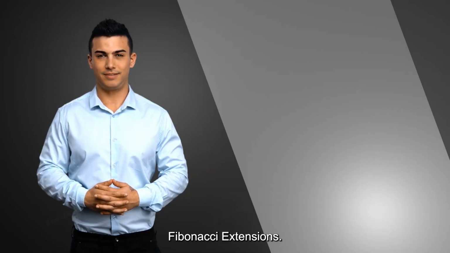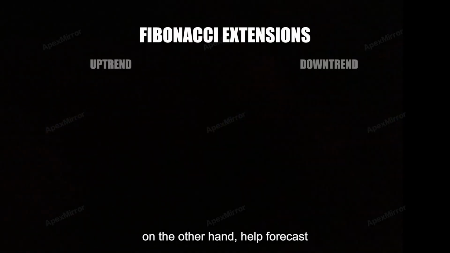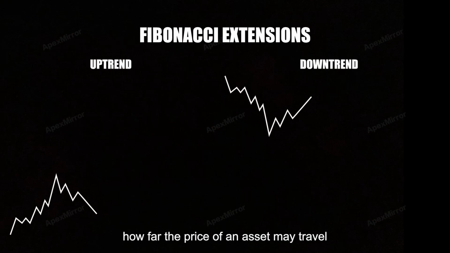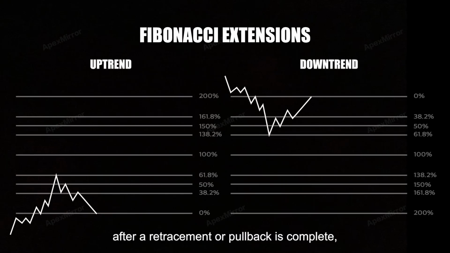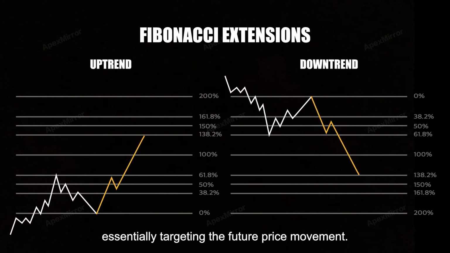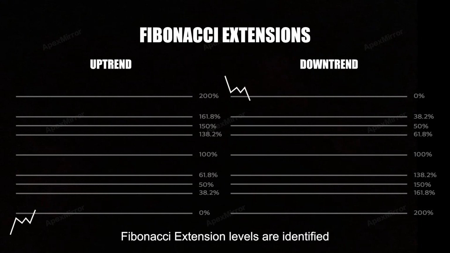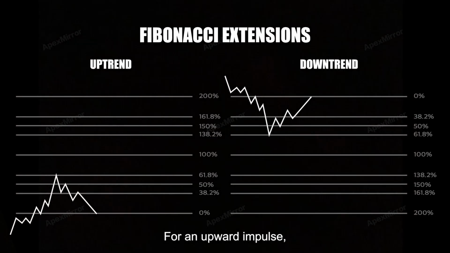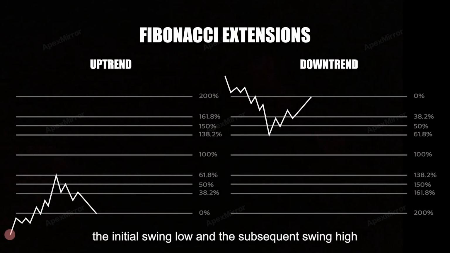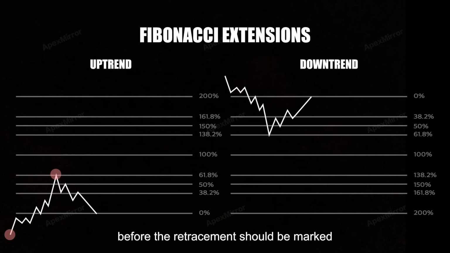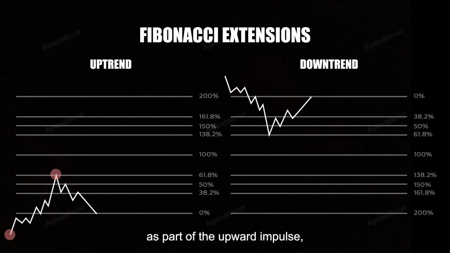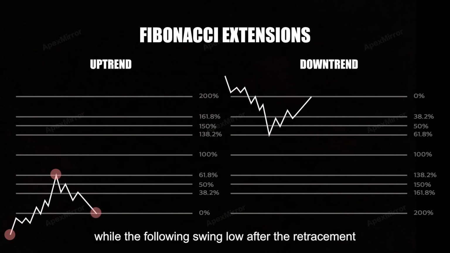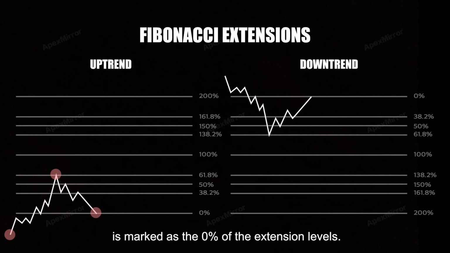Fibonacci extensions. Fibonacci extensions, on the other hand, help forecast how far the price of an asset may travel after a retracement or pullback is complete, essentially targeting the future price movement. Fibonacci extension levels are identified by marking 3 critical points on the price chart. For an upward impulse, the initial swing low and the subsequent swing high before the retracement should be marked as part of the upward impulse, while the following swing low after the retracement is marked as the 0% of the extension levels.